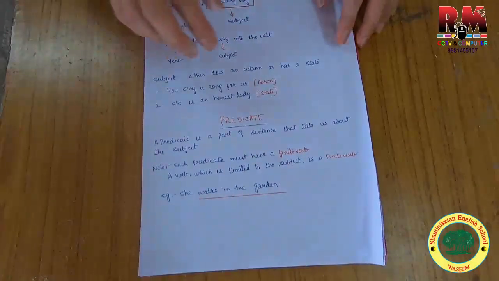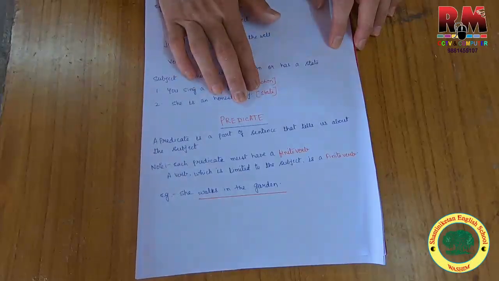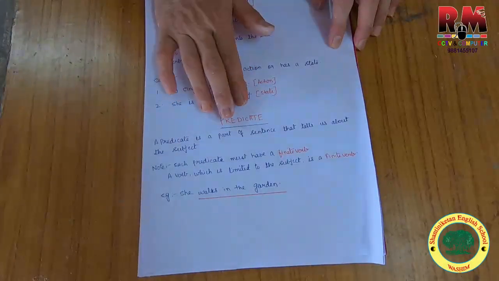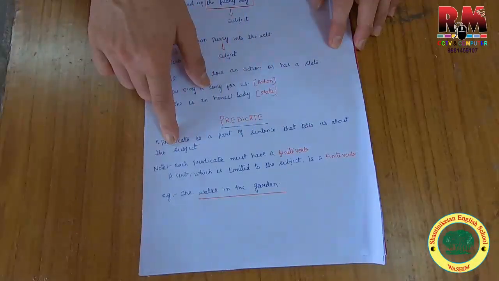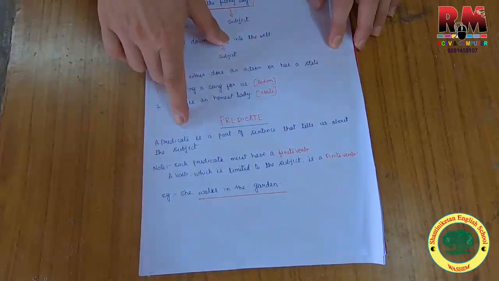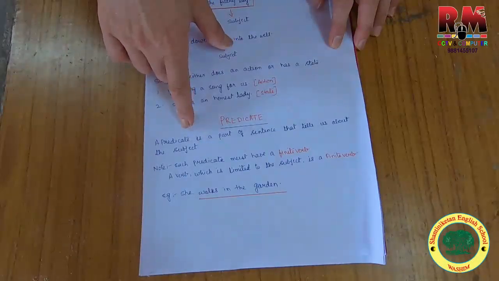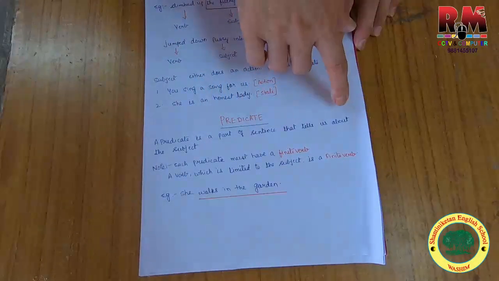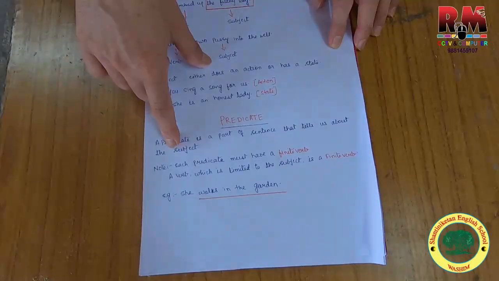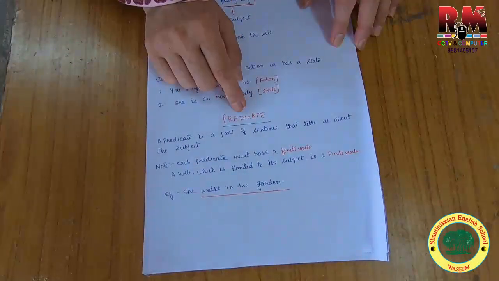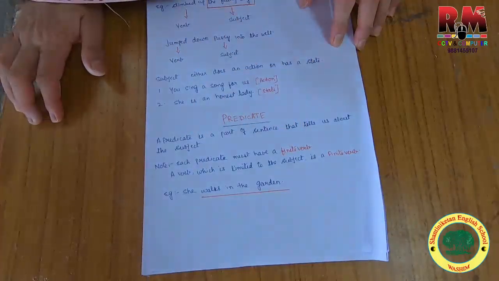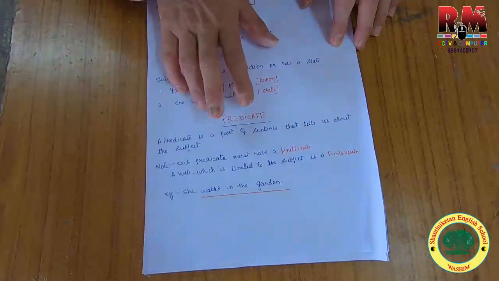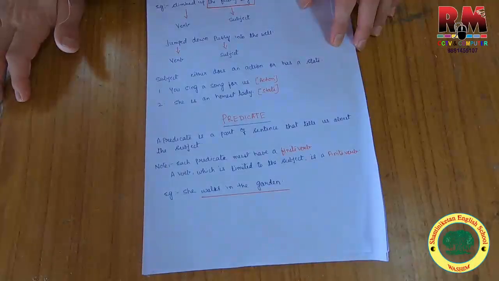The next, children, is how to identify a predicate in the sentence. A predicate is a part of a sentence that tells us about the subject. Every predicate has a finite verb. What is a finite verb? A finite verb is that which is limited to the subject.